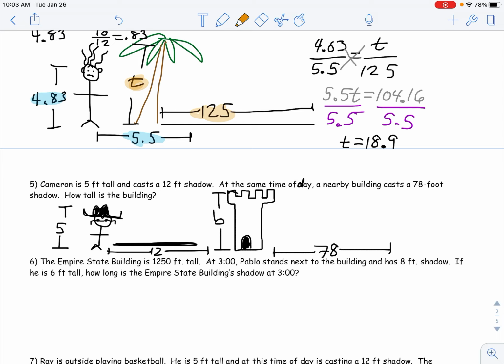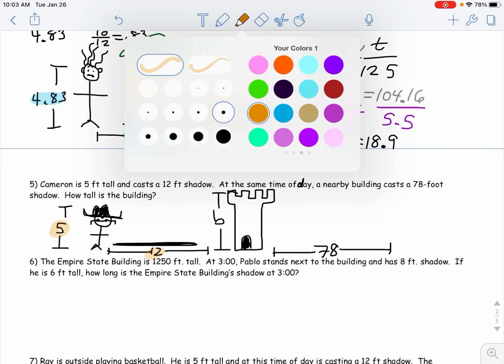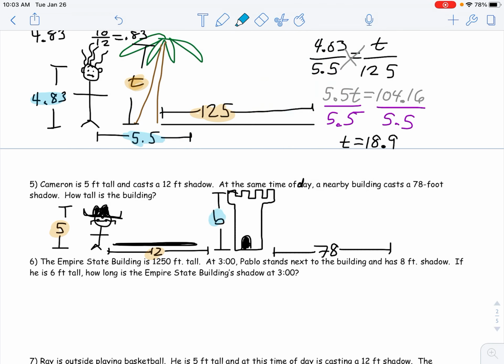So again, repetition, we've seen this stuff. You know, sometimes there comes a point in time where maybe you don't even have to watch the videos. You can just do it on your own. But just be very careful. We got 5 over 12 equals B over 78.